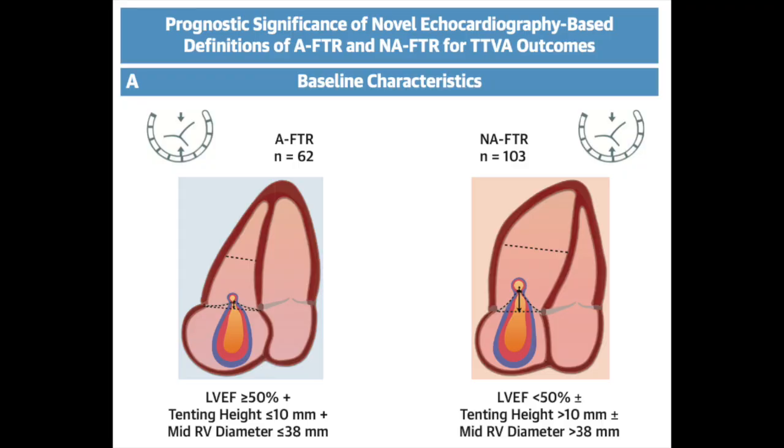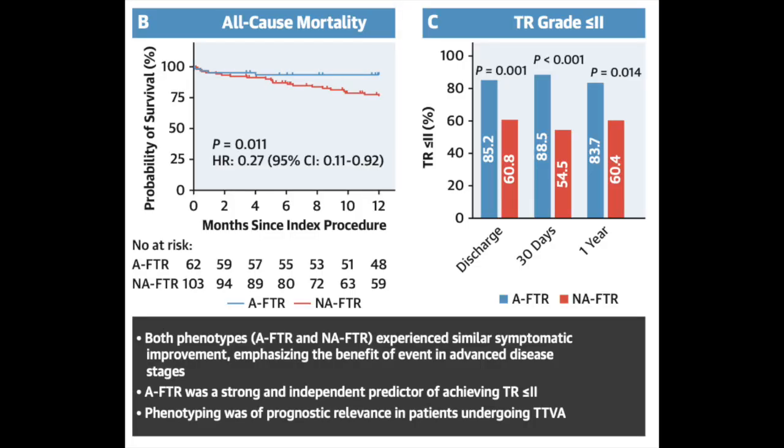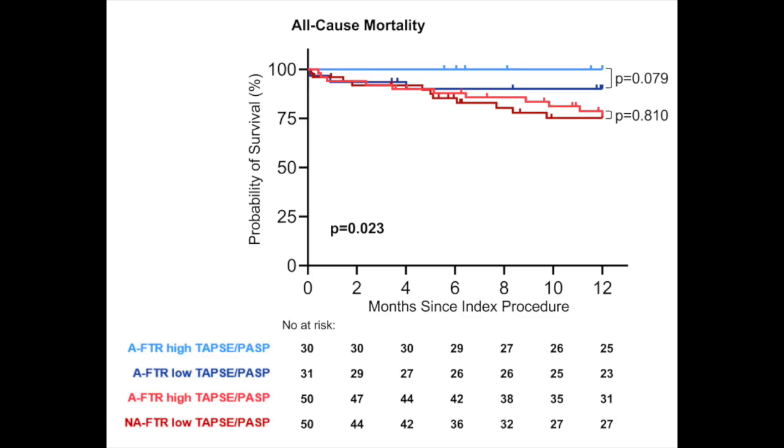The AFTR phenotype indeed was a very strong predictor of the patients having TR equal to or less than grade 2 at discharge and also at 30-day follow-up, even after adjusting for TR grade at baseline. And AFTR patients indeed had a better survival at 1 year, even after adjusting for the presence of a higher residual grade of TR.